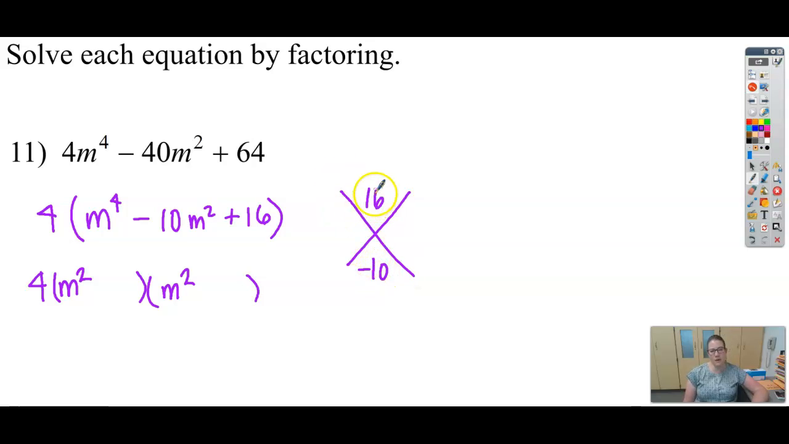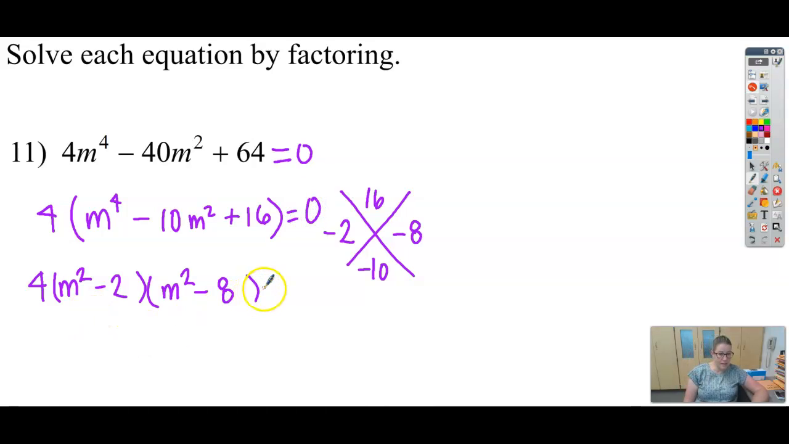So I'm looking for 2 numbers that multiply to 16 and add to negative 10. So I'm thinking 2 and 8 multiply to 16 and add to 10. Again, this is positive and this is negative, so I would need both to be negative. So I'll write this as m squared minus 2 times m squared minus 8. Again, I should have had equals 0 here before we started, so I'm going to put it there now.